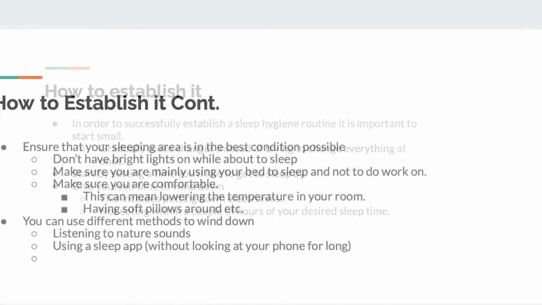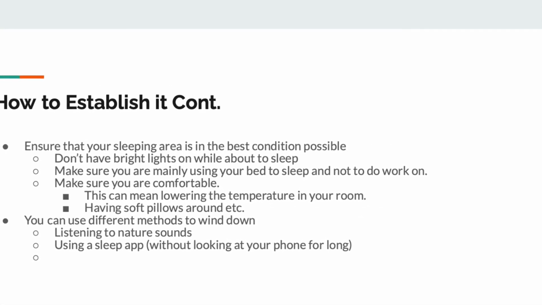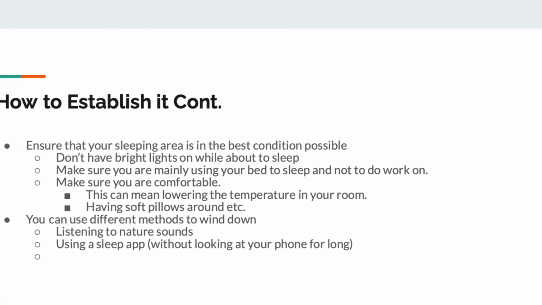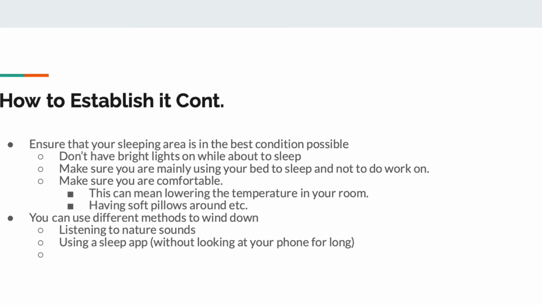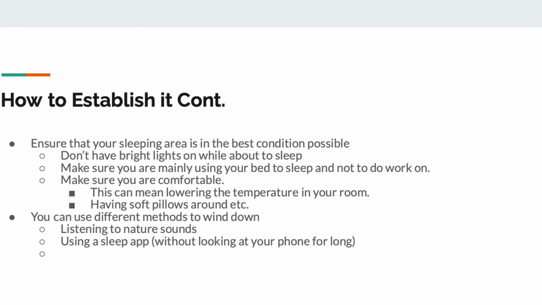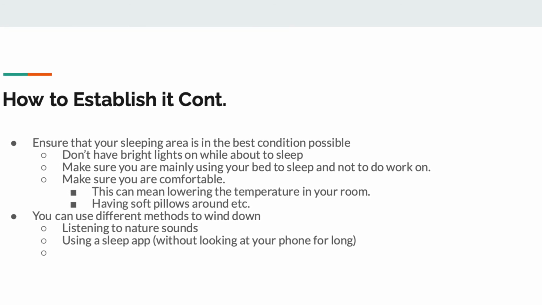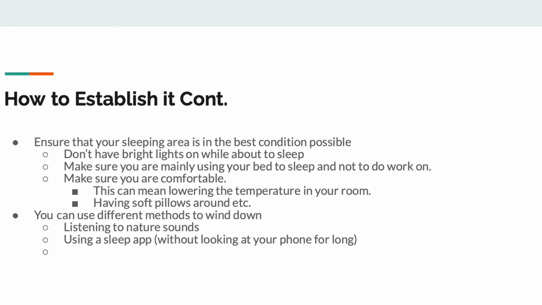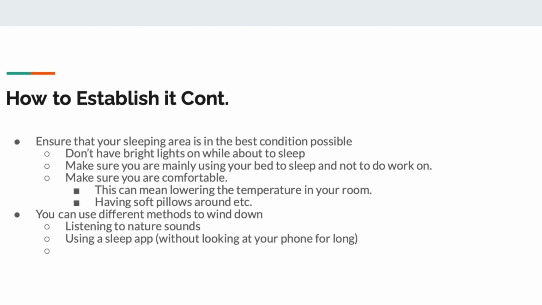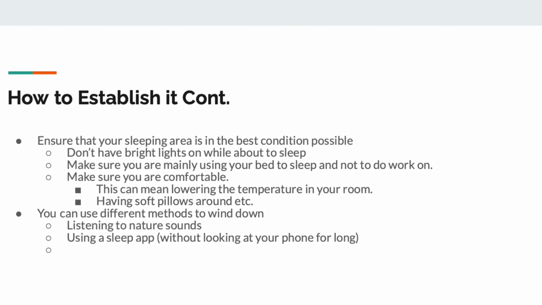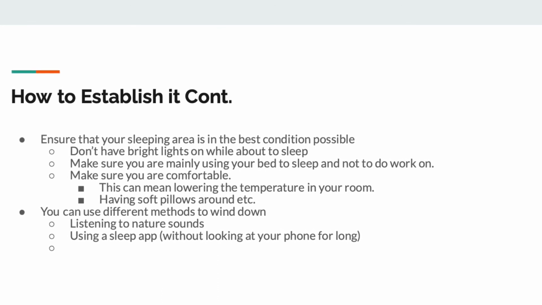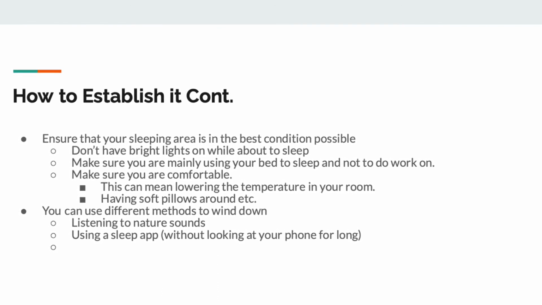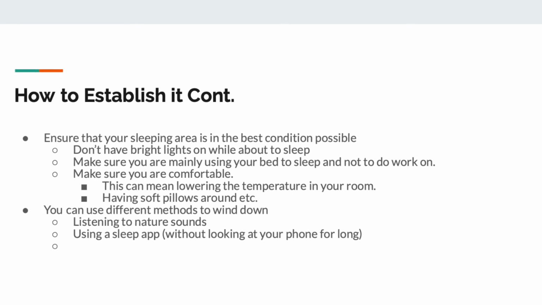You should also ensure that your sleeping area is in the best condition possible. Don't have bright lights on while you're about to sleep. Make sure that you are mainly using your bed to sleep and not do work on. You should associate your bed with sleep. Make sure that you are comfortable. This can mean lowering the temperature in your room, having soft pillows around, using an oil diffuser, or anything else that makes you feel calm.